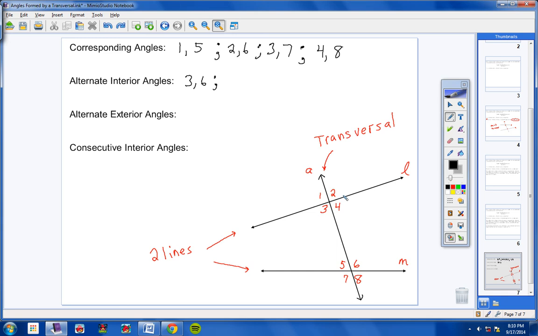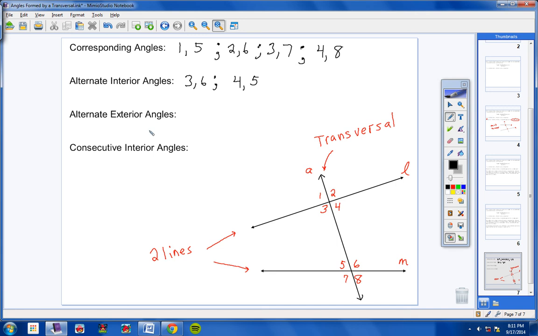All right, you should have written this: 4 and 5. Okay, they're both on the inside, the interior. They're between the two intersected lines, and 4 and 5 are on opposite sides of the transversal. Thus, they're considered alternate interior angles. Okay, all right. Now let's talk about alternate exterior angles.